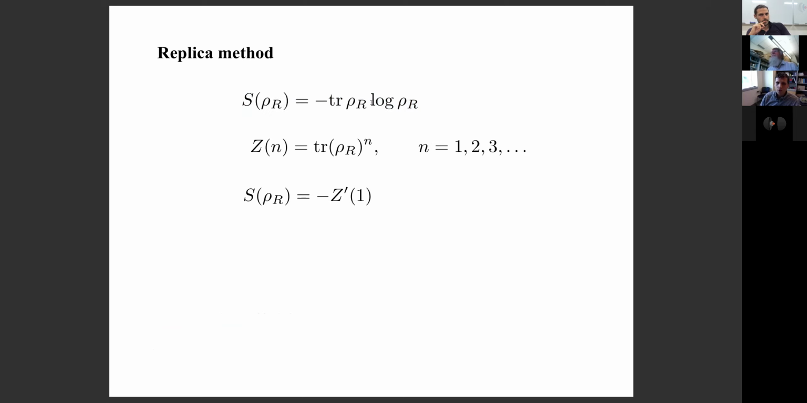In the replica trick, logs are difficult to deal with. So we replace this with the replica partition function, or Renyi entropy. So this Z of n is the trace of rho to the n. This is something that you need n copies of the black hole to calculate. And if you can calculate this for all n, and furthermore, if you can analytically continue this in the replica number n to n close to one, then you can take this derivative at one and turn that into a log and read off the von Neumann entropy. Okay, so this is the calculation we're going to do. We're going to calculate these replica partition functions using the Euclidean path integral, and then we're going to continue to n near one to calculate the entropy.